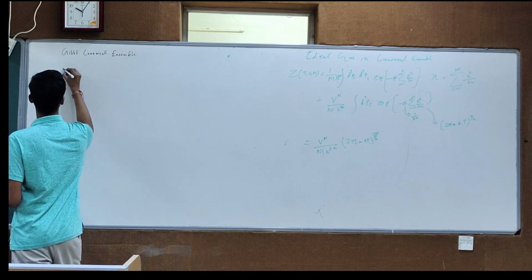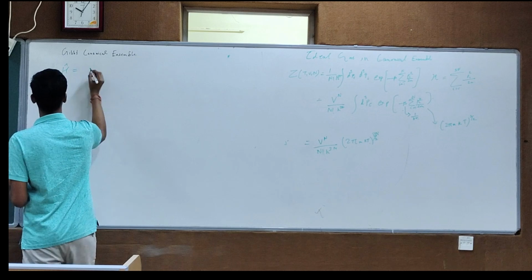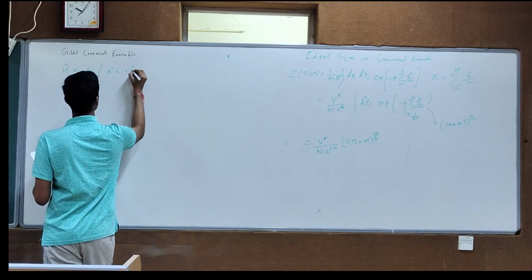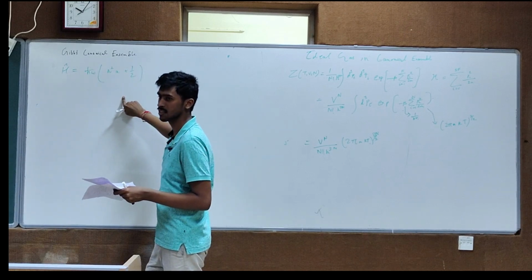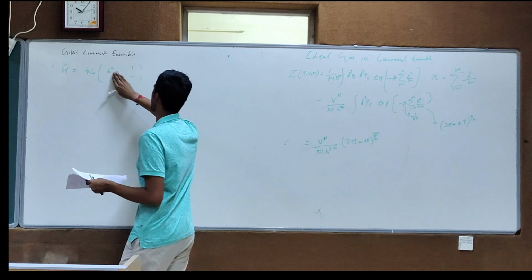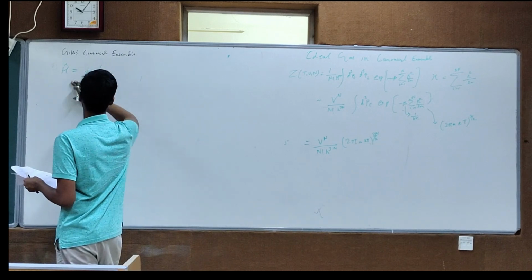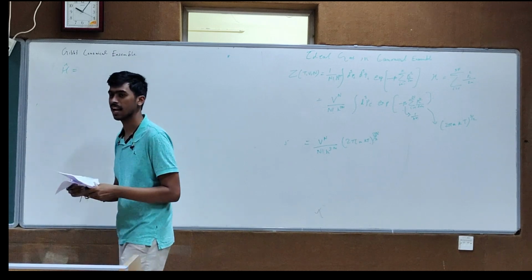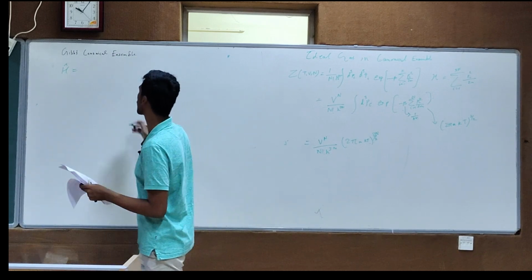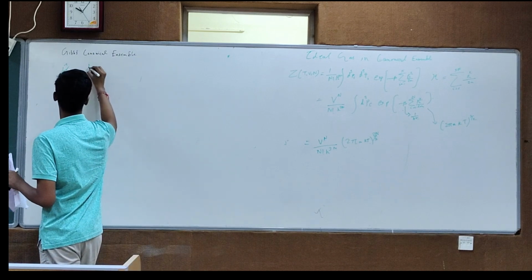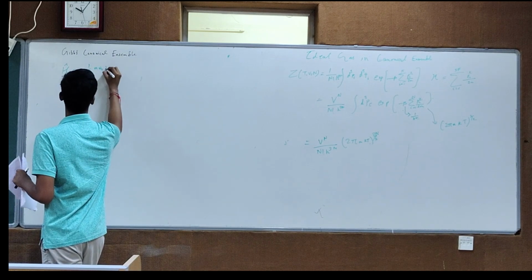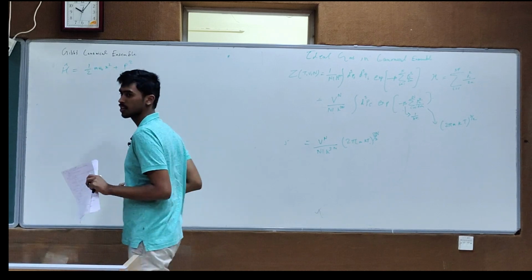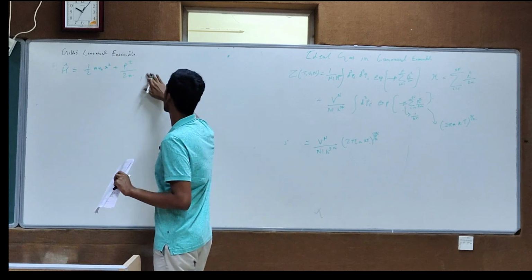So in this you have a Hamiltonian which is... have you seen this? Okay, so you basically have... Yeah, it's the ladder operator. So it is basically half m omega naught x square plus p square by 2m, right? You've seen this potential, right?